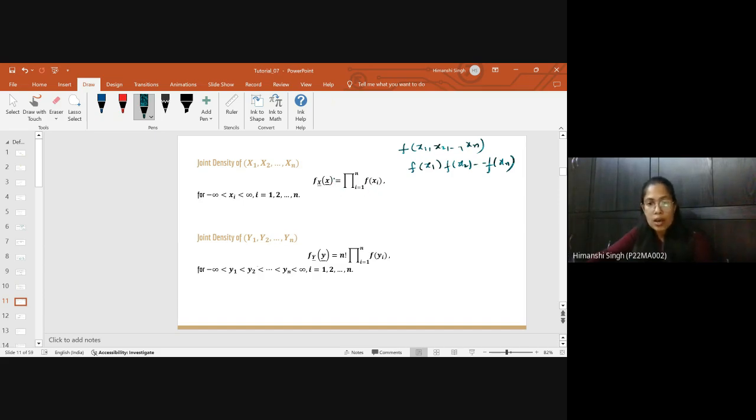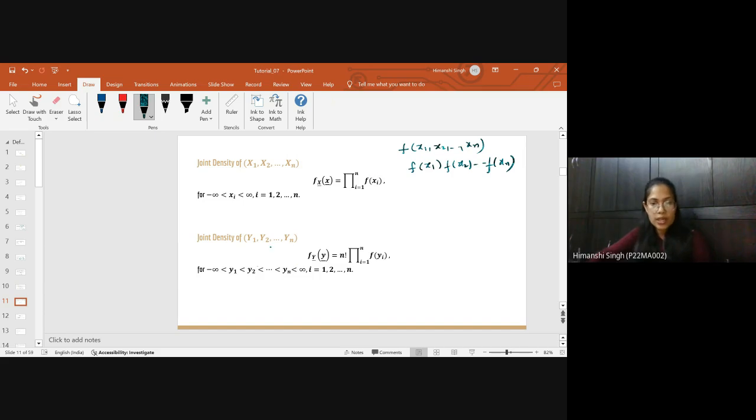Now if I consider the joint density of y1, y2, yn, then by a certain proof, it was proved that it is equal to n factorial times the product of f of yi, going from 1 to n. So this is the density of y1, y2, yn. Here all the yi's are in order, so this is y1 less than y2 less than yn, ranging from minus infinity to infinity.